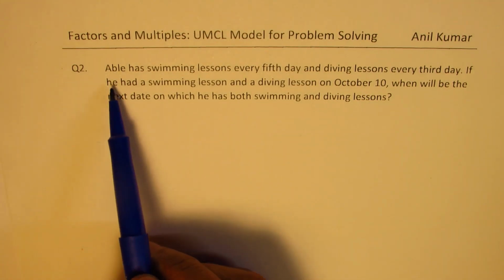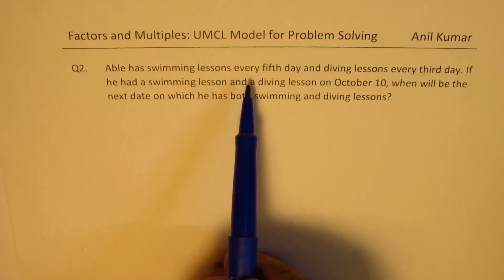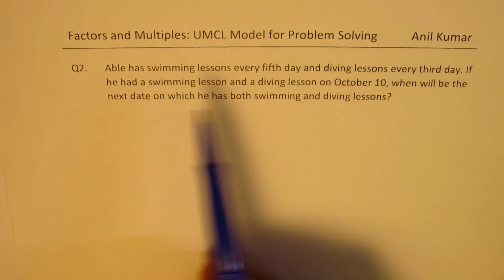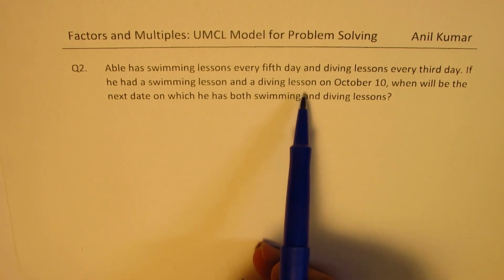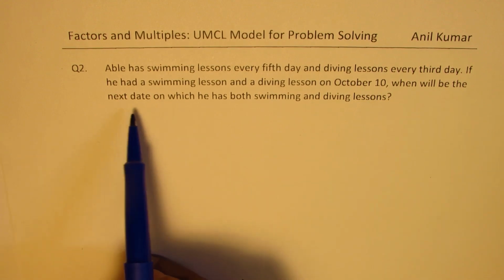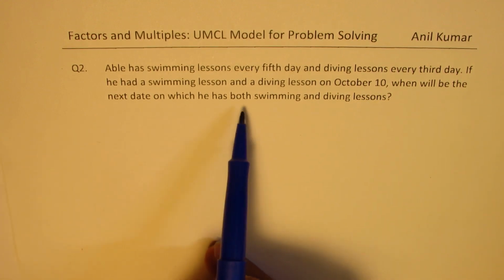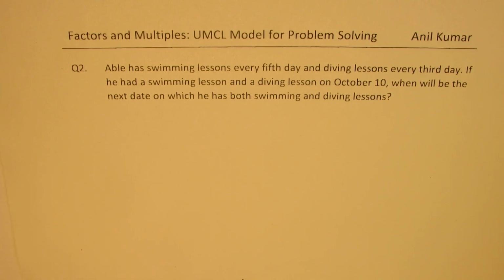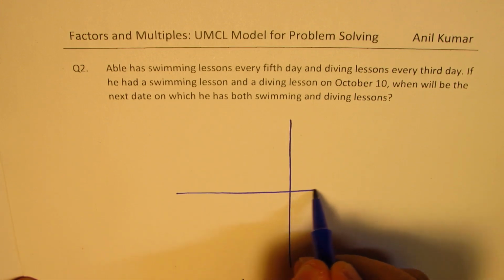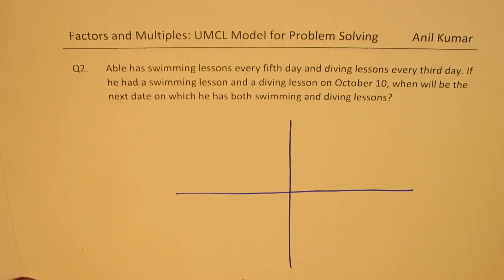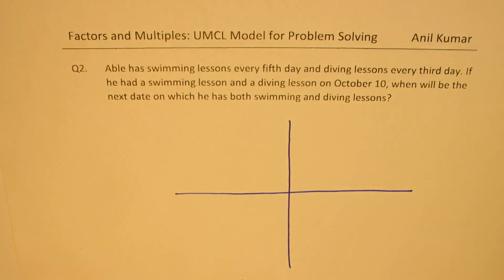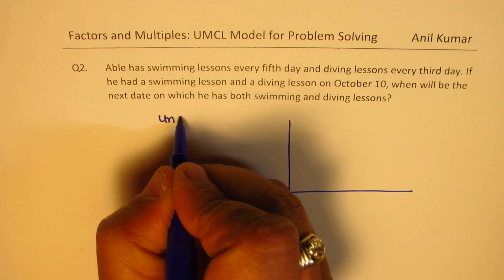Question number 2 here is, Abel has swimming lessons every 5th day and diving lessons every 3rd day. If he had a swimming lesson and a diving lesson on October 10th, when will be the next date on which he has both swimming and diving, right? So we'll actually follow this model, which is UMCL model, to answer this question. So the first step here, U means to understand, right? So we'll write down what we understand from this question, right?